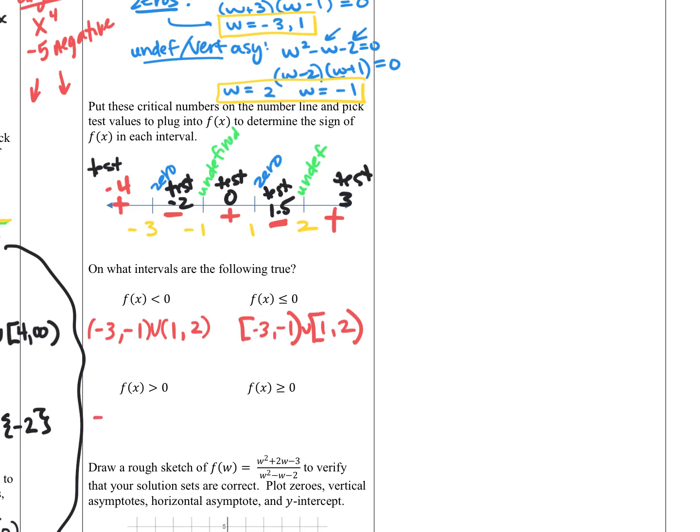Greater than 0, that's going to be -infinity to -3. Again, we don't want to include the zeros, so I'll put parentheses. And then from -1 to 1, and then we also have from 2 to infinity. So all those guys, you can put a little union symbol between them. Greater than or equal to 0. So now we're going to have those same intervals, but make sure that you include the zeros, which are again at -3 and 1, and that's it.